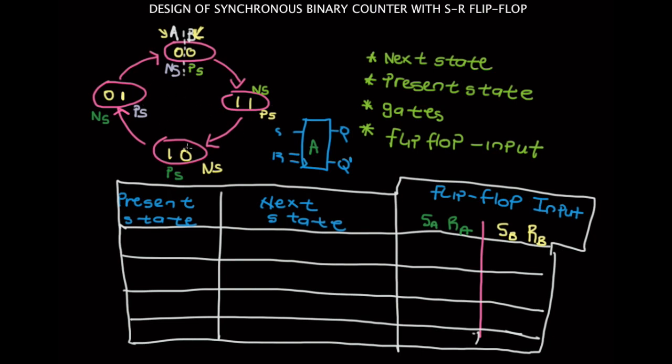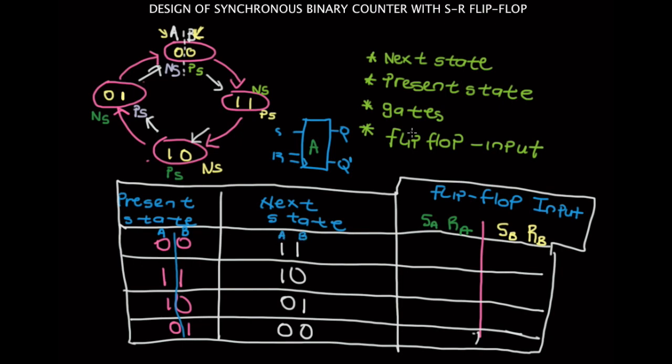Right now, let's try filling up the table, and we can choose any one of these values to start. I'm going to start with 00. You can start with 11, you can start with 10 or 01, it doesn't matter. But I'm going to start with 00. So let's imagine our present state starts with 00. What's your next state? Your next state is going to be 11. Now let's say your present state is 11, then your next state is going to be 10. Now let's say your present state is 10, then your next state is going to be 01. And finally, if your present state was 01, your next state is going to be 00. Please remember that this is your A and this is your B. Same thing as here: this is A and this is B.